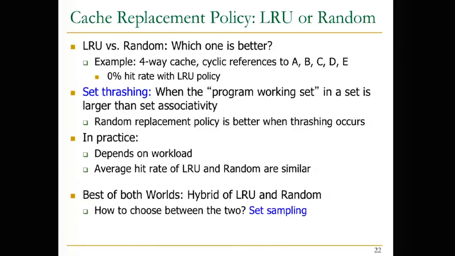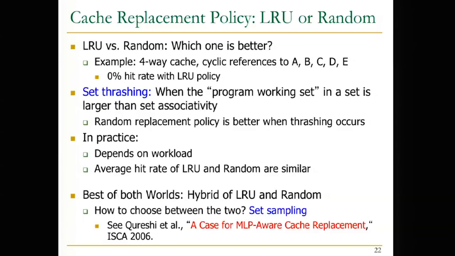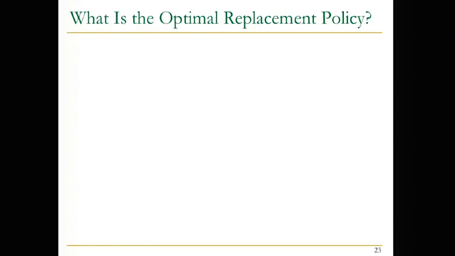And we will talk about that later. How do you choose between the two? Let's defer that. Because if you actually have two policies, now you have a choice. How do you figure out which one to use for the cache, or maybe for a given set? So now your hardware cost can become higher, right? But maybe you get better performance. This is one of the readings that you're going to do for the next lecture, but we're going to talk about that also.